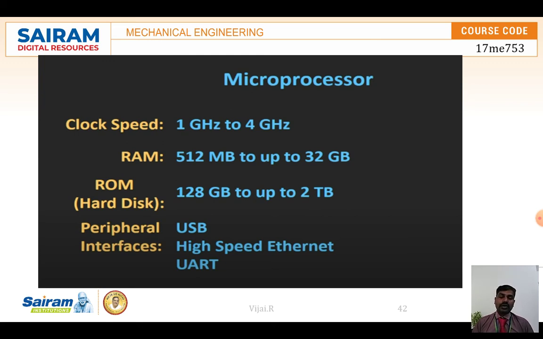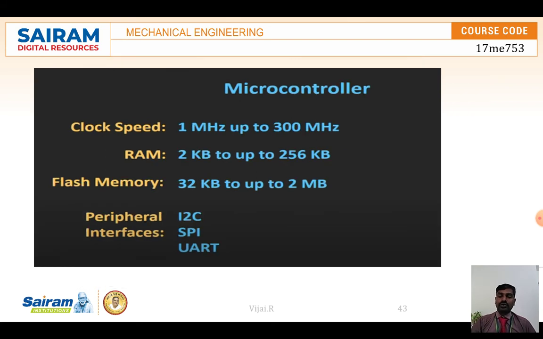128 GB to 2 terabytes. That is the memory capacity of a computer normally, because it needs more functions: animations, browsing, gaming, all documentation. So more memory is needed, and the interface is high speed Ethernet, and we can connect through USB. The microcontroller, if you see, is a totally different one.